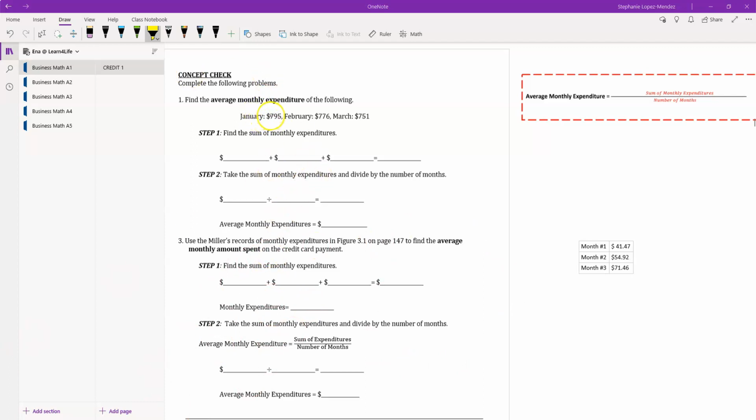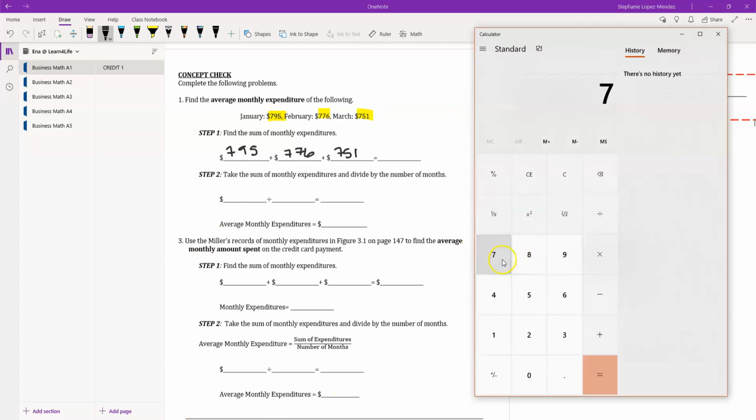What that means is that we need to add these 3 amounts right here, where you see the first line and the sign of dollars. So my first month is $795. My second month is $776. And my third month is $751. When you add those numbers, 795 plus 776 plus 751, that gives us a total of $2,322.